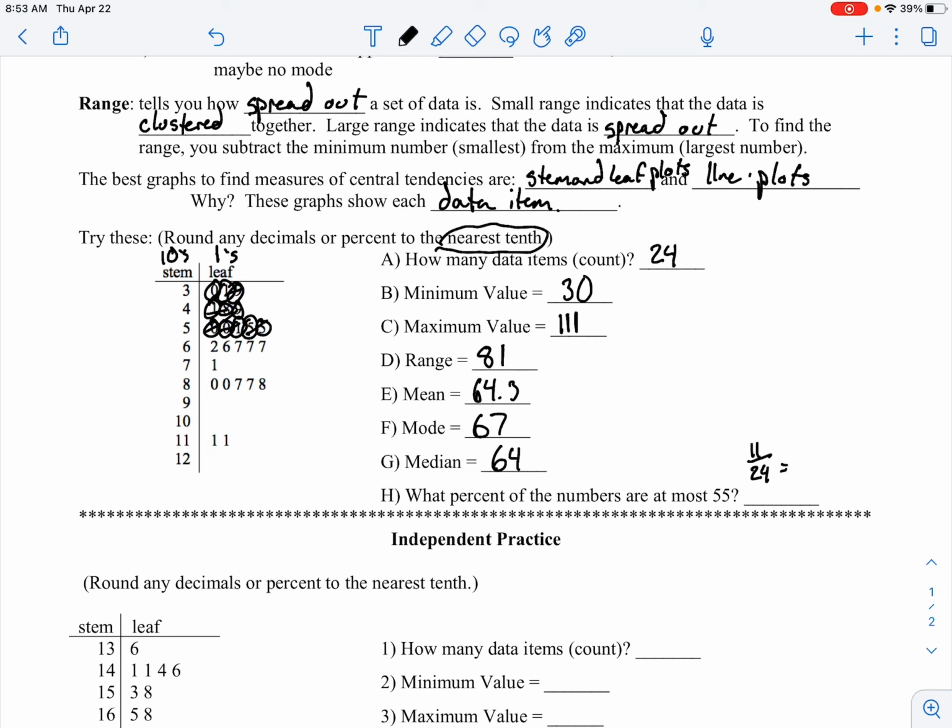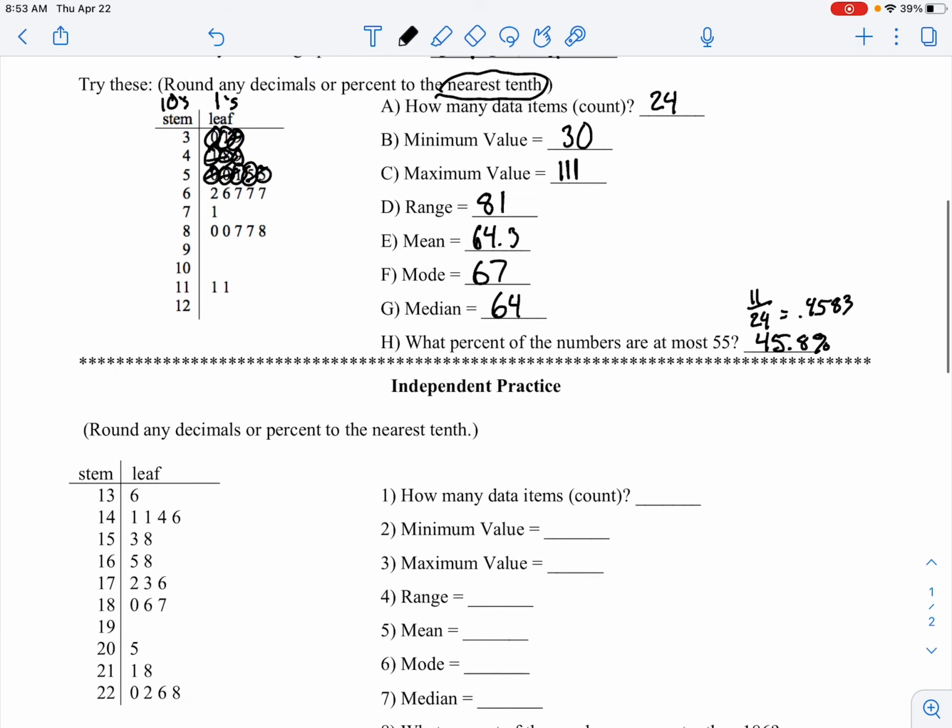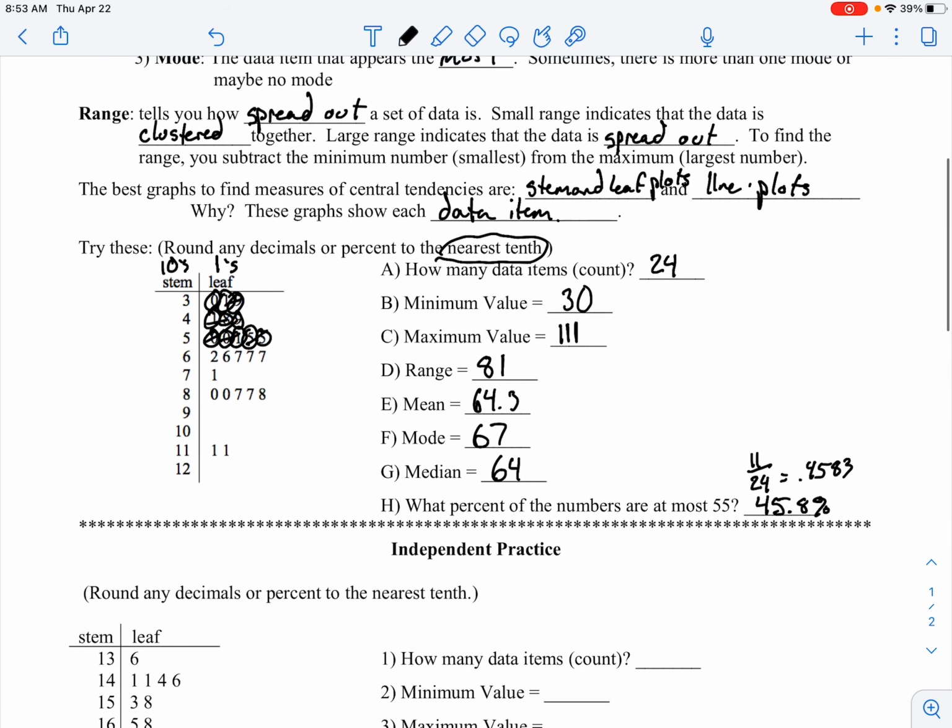0.458, and that's 4583, and we're rounding to the tenths, so we get 0.4583. That's going to give us 45.8% of the numbers are at most 55, so they're 55 or less. All right, so we can use stem and leaf plots in our favor there, kind of easy. And then, so I think we've done line plots in the past in 6th grade, so we won't worry about those today. So, just remember our stem and leaves.